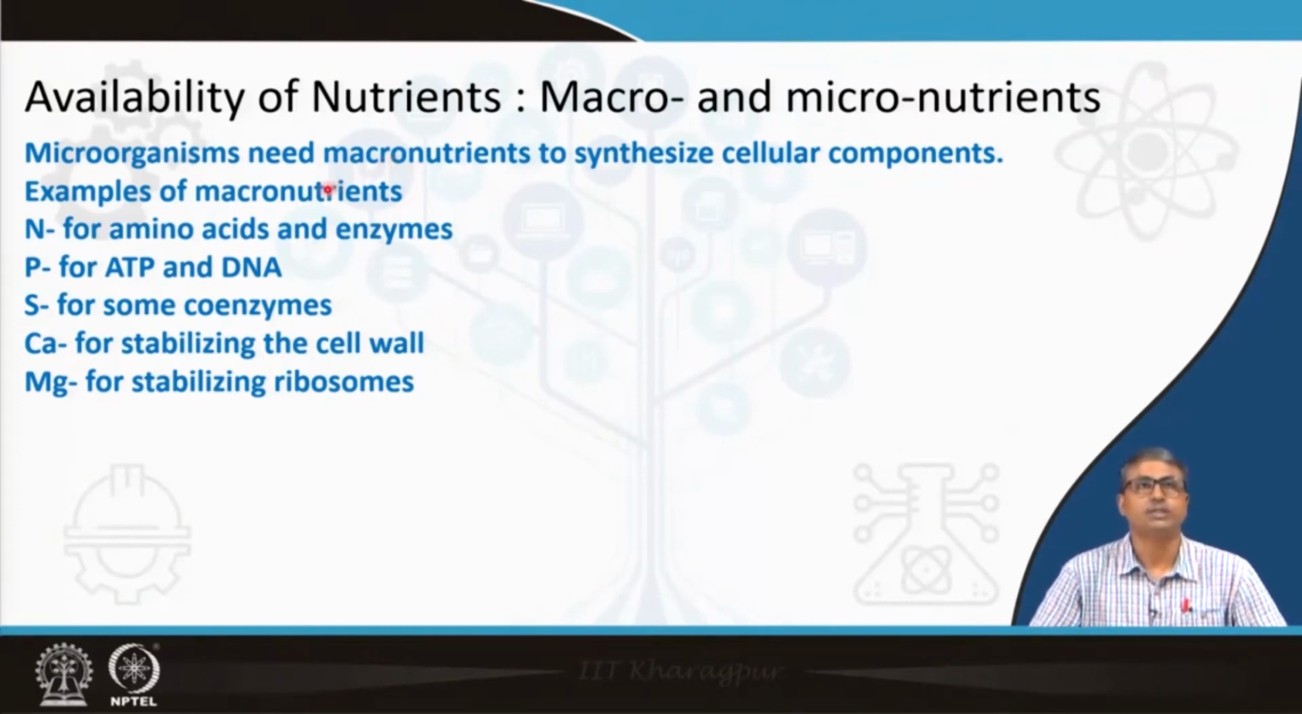For example, the different macronutrients that we have already discussed, like carbon, hydrogen, nitrogen, phosphorus, sulfur, magnesium, calcium and sodium, etc. Nitrogen, for example, is very essential for amino acids and enzymes. Phosphorus is for ATP and DNA synthesis, sulfur is for some coenzymes, calcium is for stabilizing the cell wall, and magnesium for stabilizing ribosomes.